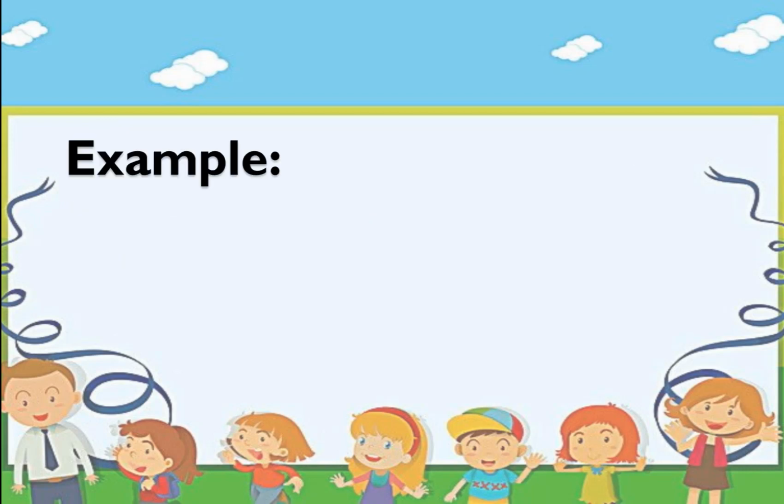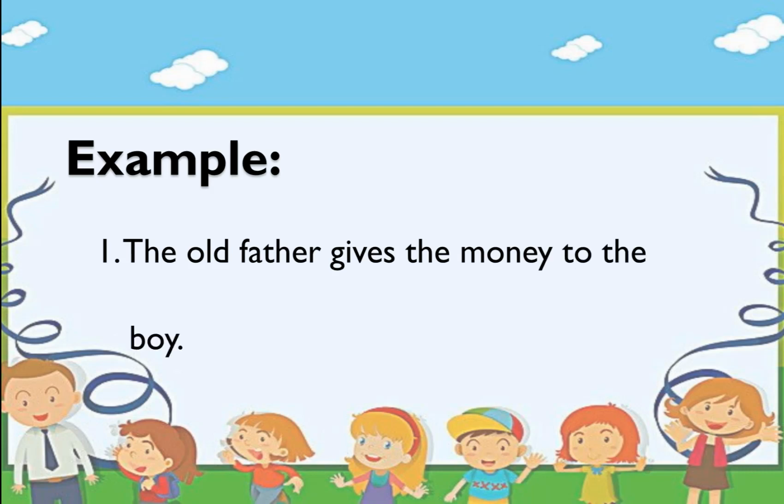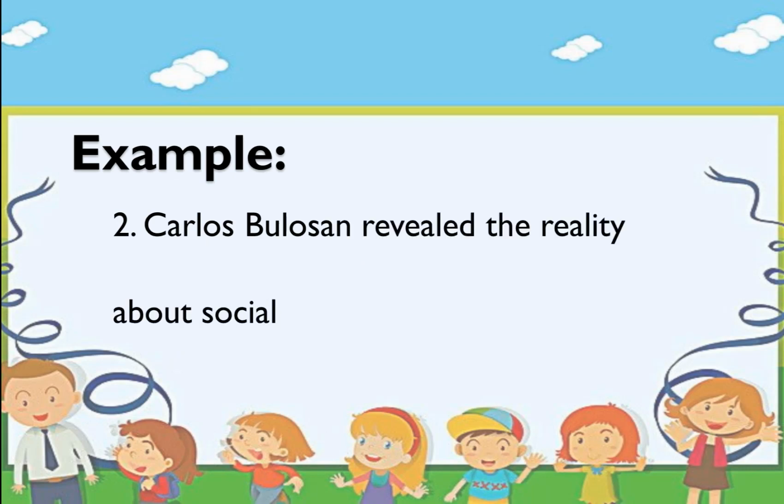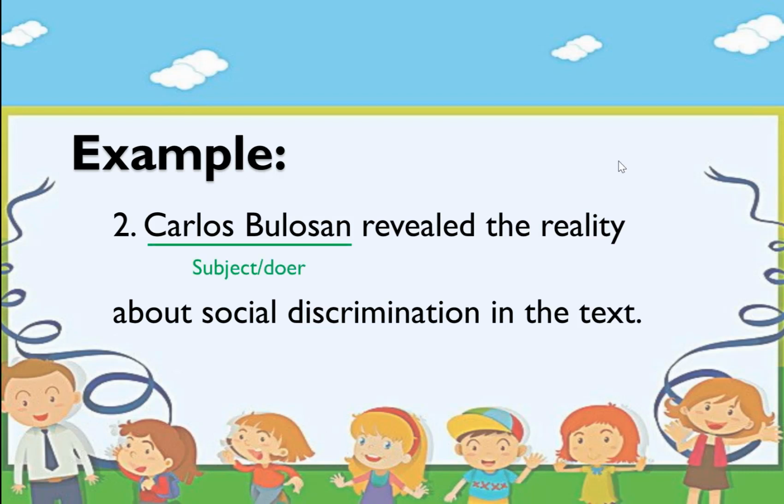Let us look at this example. The old father gives the money to the boy. We have here our subject, the old father, which is the doer of the action. And what is our action? We have here the verb gives. Another, Carlos Bulosan revealed the reality about social discrimination in the text. Our subject here, Carlos Bulosan, is the doer of our action, and the action here is the verb revealed.